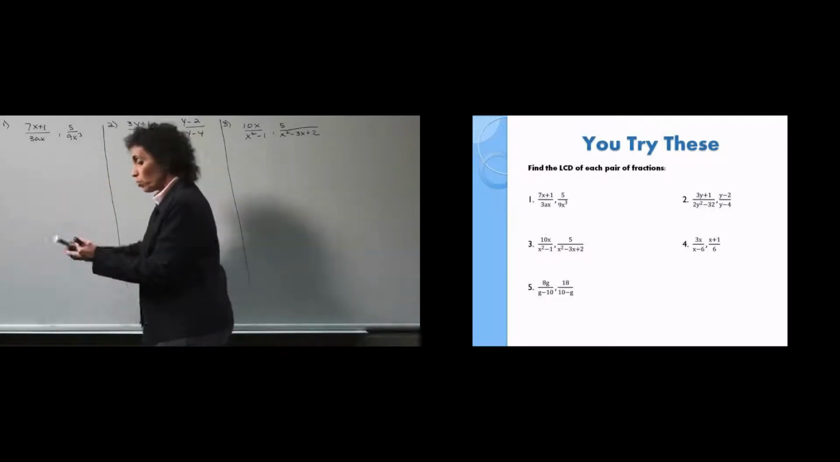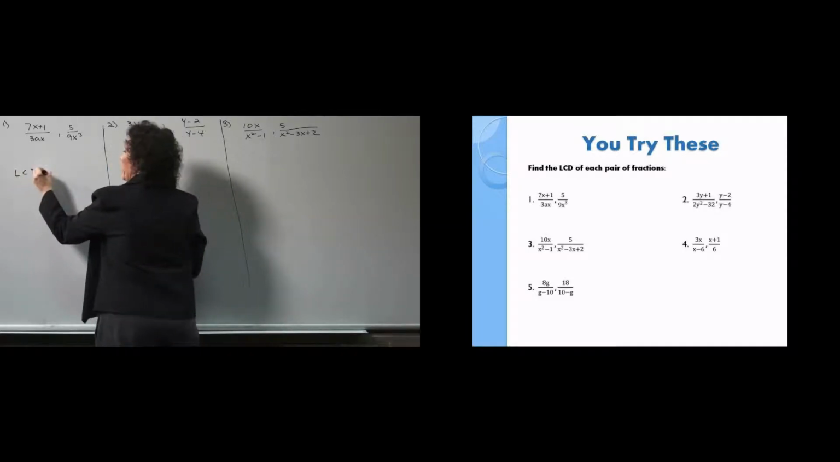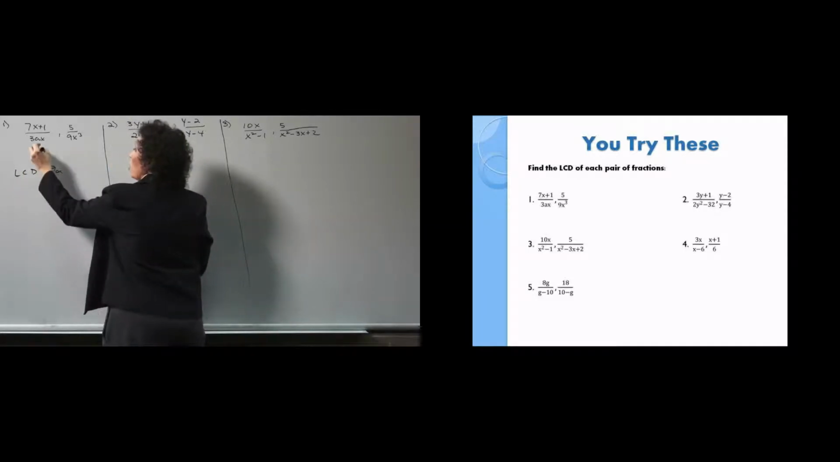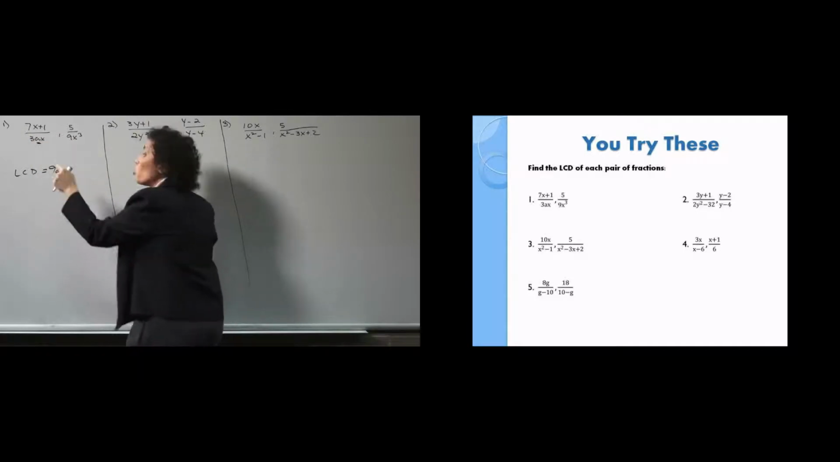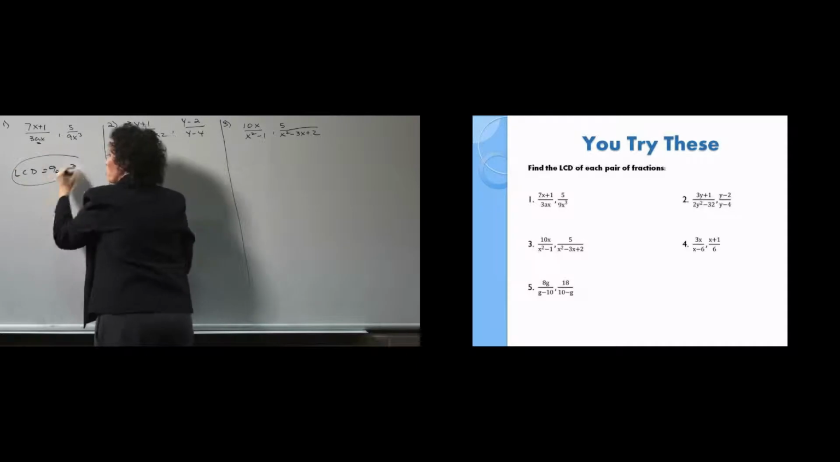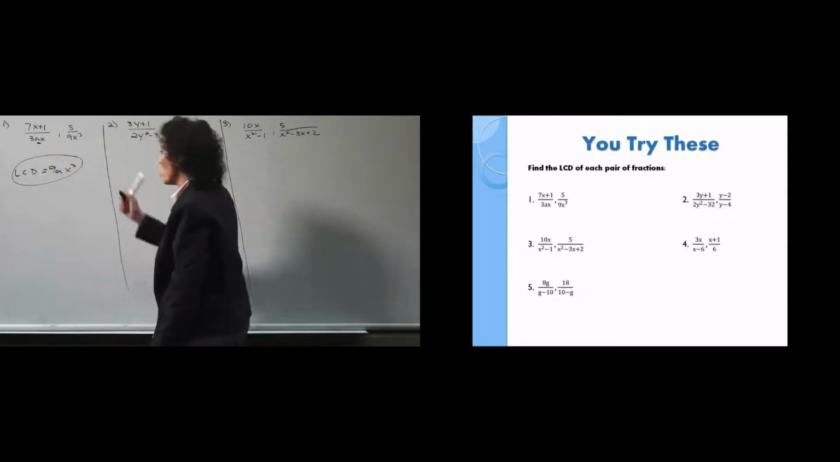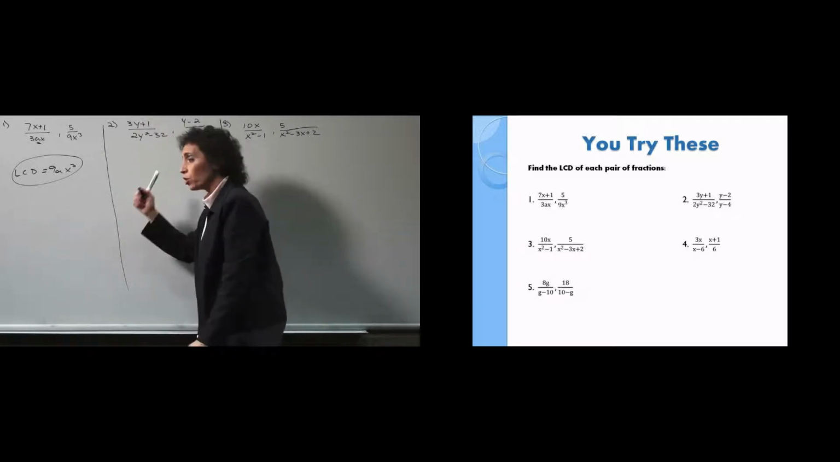These are all factored already, so I looked at the numbers first. My LCD between 3 and 9 is 9. I need an A, but I see it once. I see it no times, so I need it once. I need an X. I see it once. I see it 3 times, so I need it 3 times. This is my LCD done. Okay, I love those because they're easy. They're factored already. The whole point is they have to be factored at the start.